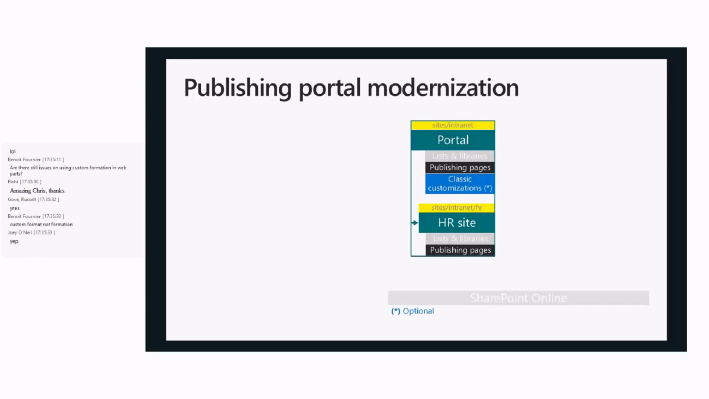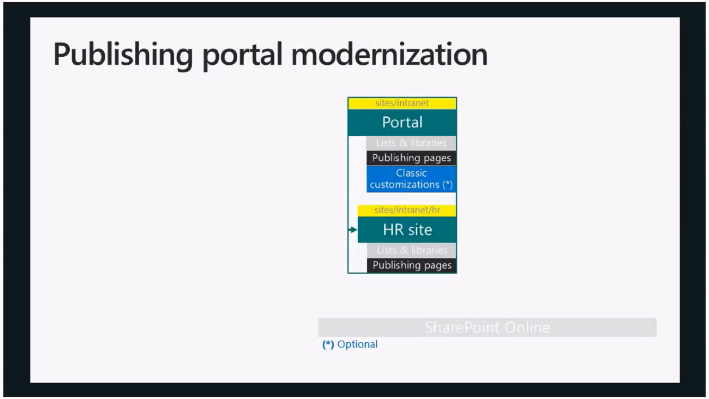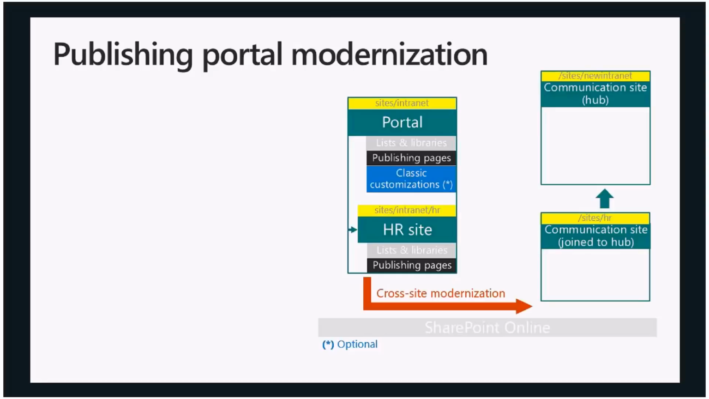So let's assume that you have a publishing portal in SharePoint Online. A typical publishing portal has many subsites. Subsites have pages, publishing pages. You might have lists and libraries, you might have customizations. When you want to modernize this classic publishing portal, you have to do a cross-site modernization.